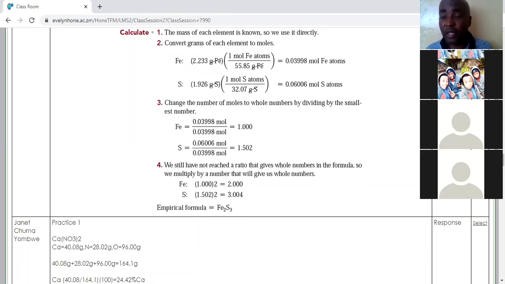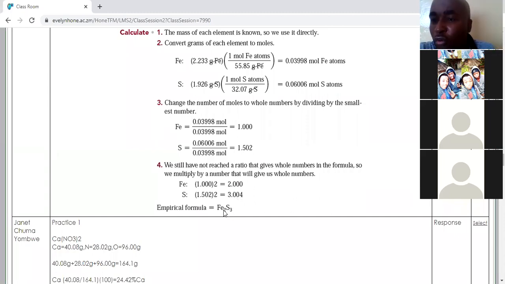Then if you use a calculator and do 1 divided by 3, you get 0.333. So we get 0.3 and 0.33. You multiply everything by 3. You've seen we multiplied the 1, we also multiplied the 1.5, so that we ended with 2 and 3. These are the ones that are acceptable. These ones are now acceptable to be used.